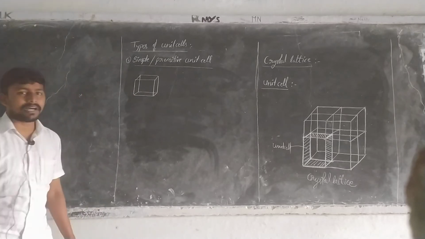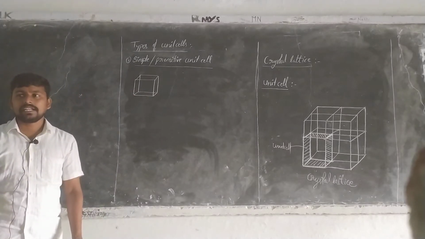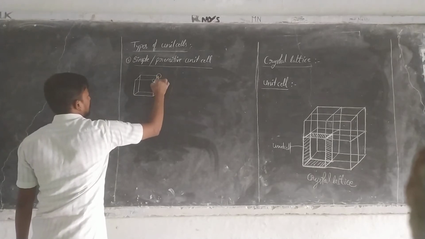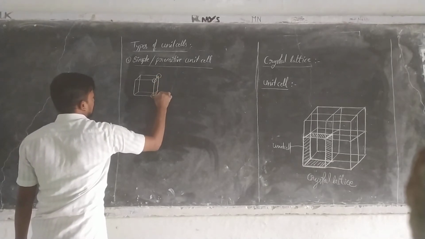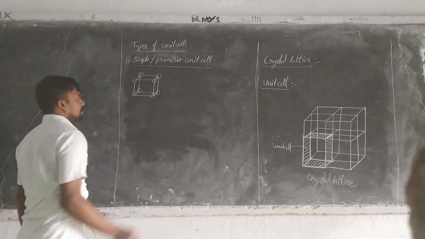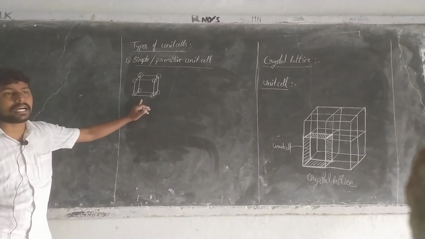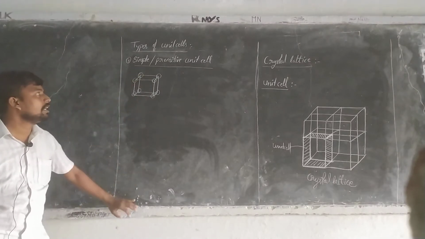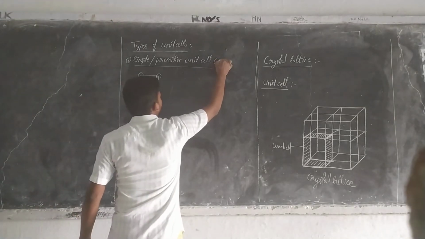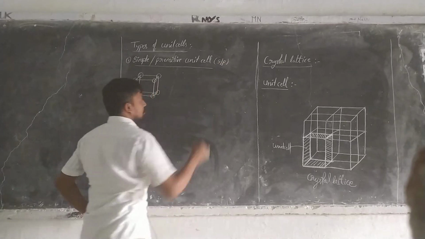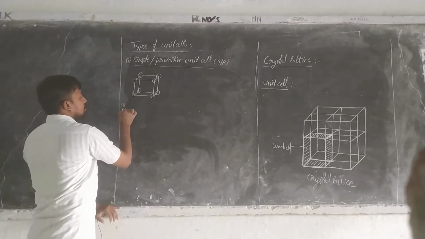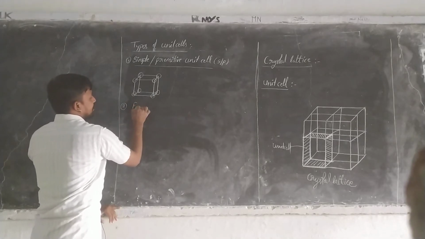So if constituent particles are present at the corners of the unit cell, this is one corner, this is one corner, this is one corner, this is one corner, then it is said to be a simple or primitive unit cell. It is indicated with the starting letters S or P. And then the second one is the face centered unit cell.